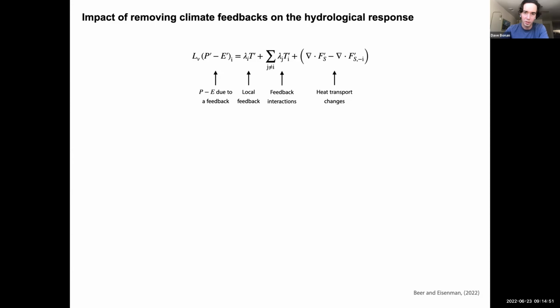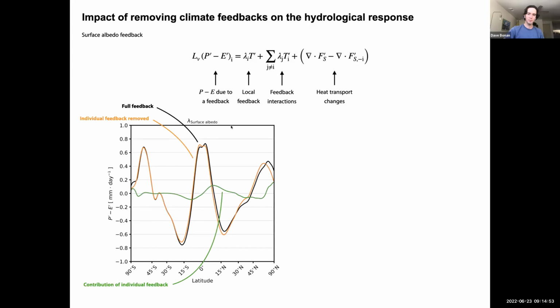And to maybe more intuitively show you what I'm doing here, you take the energy balance model and you can remove the ice albedo feedback and examine how that modulates the wet gets wetter, dry gets drier paradigm. Plotted here in black is the full energy balance model P-E changes. In orange is when I've removed the surface albedo feedback. Then green is the contribution of adding that feedback into the P minus E changes. Effectively, it's this term right here.